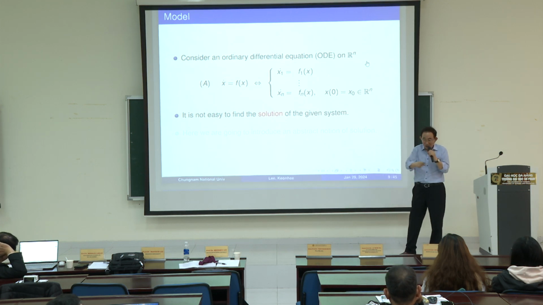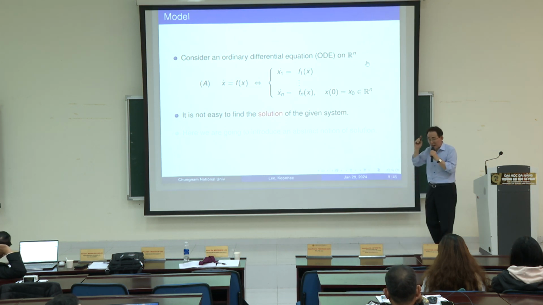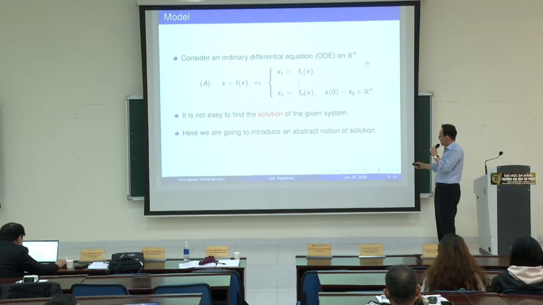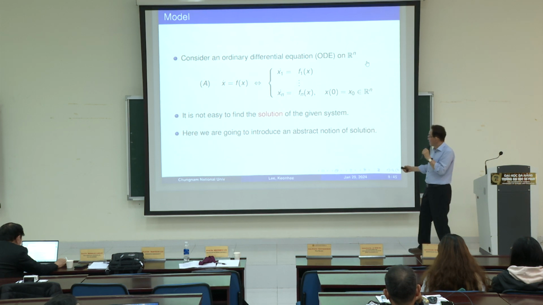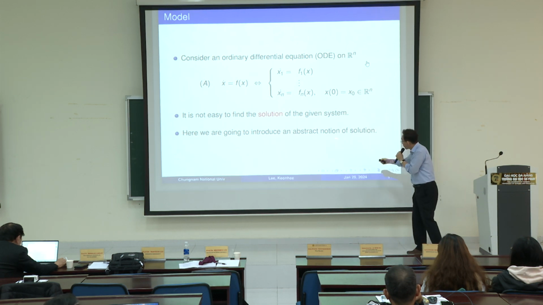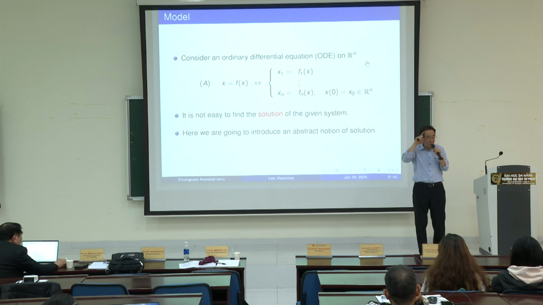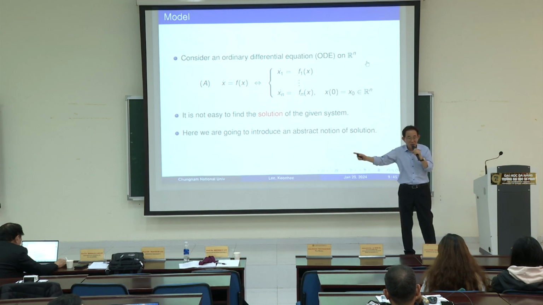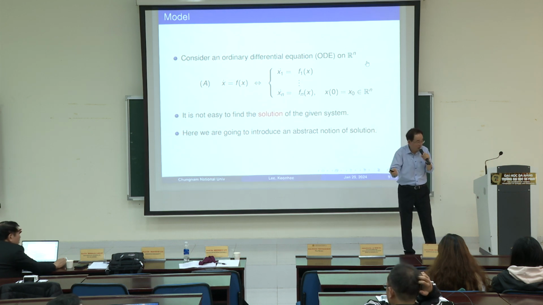Right? A point in R is a scalar, just to simplify. Here we are going to introduce the abstract notion of a solution. This is the key. In modern mathematics, generalization and abstraction are important. We are going to abstract the notion of solution.